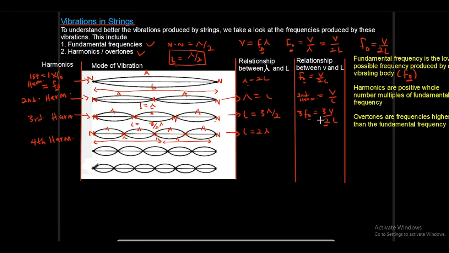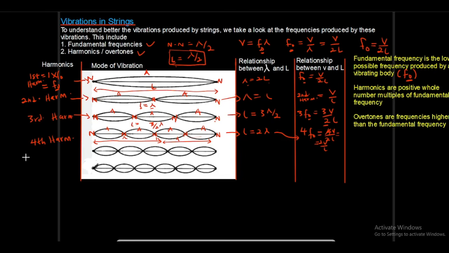All right, if we want to get the relationship between V and L, we know this fourth harmonic, we say 4 f naught. So we have 4 times f naught, and the fundamental frequency for a string is V over 2L. So we say 4 times V over 2L, which is going to give us 4V over 2L. If we simplify this further, we are going to arrive at 2V over L. So this is for the fourth harmonic of a string.